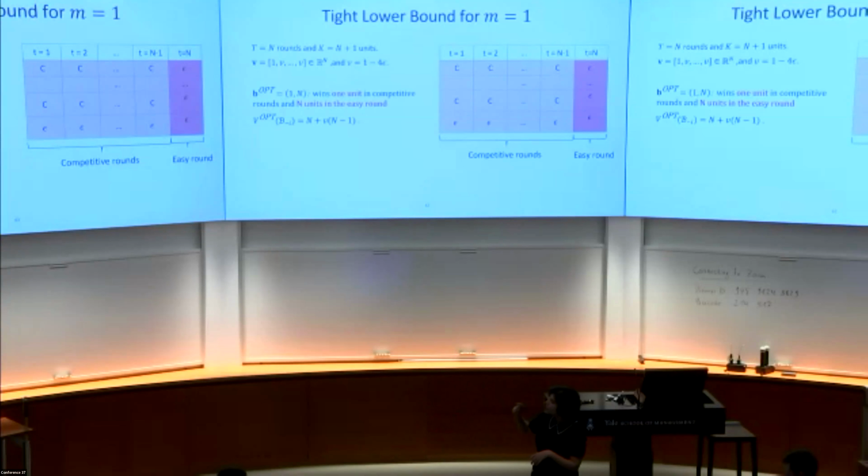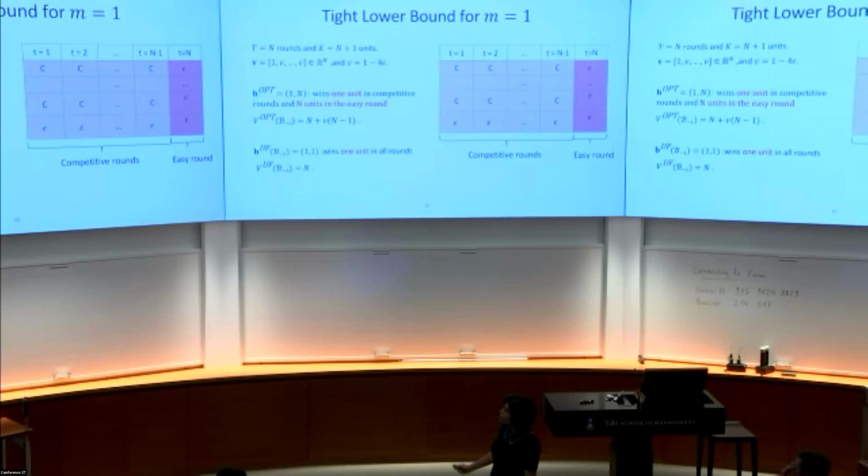Then you will see that this bidding strategy is going to win 1 unit in competitive rounds, because C is a number much greater than 1, so it's not possible to win those. But in the last one, which is the easy round, this bidding strategy is going to win all the n units. So that's good. Then you can calculate the value V to be almost 2 times n.